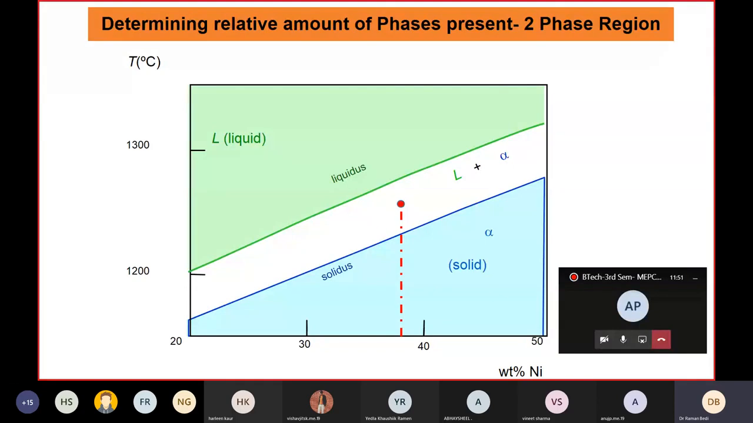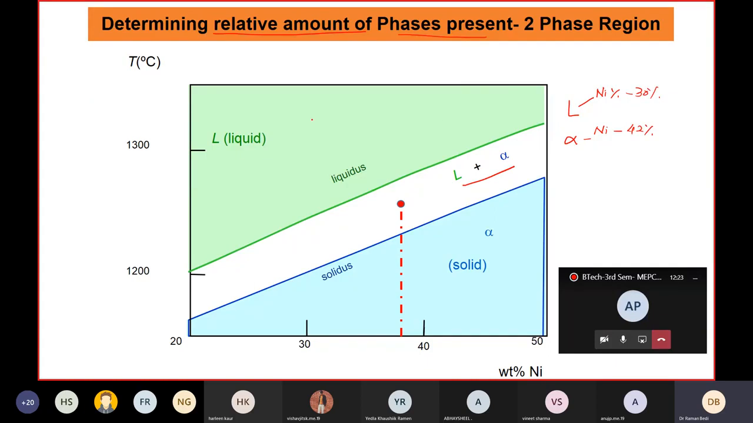The second part of the diagram. The second question we asked is that I now want to know the relative amount of phases which are present in the two phase region. So in the same point, earlier we found that the two phases are L and alpha, and the tie line answered that L has a nickel percentage of maybe 30%, and alpha has a nickel percentage of 42%.